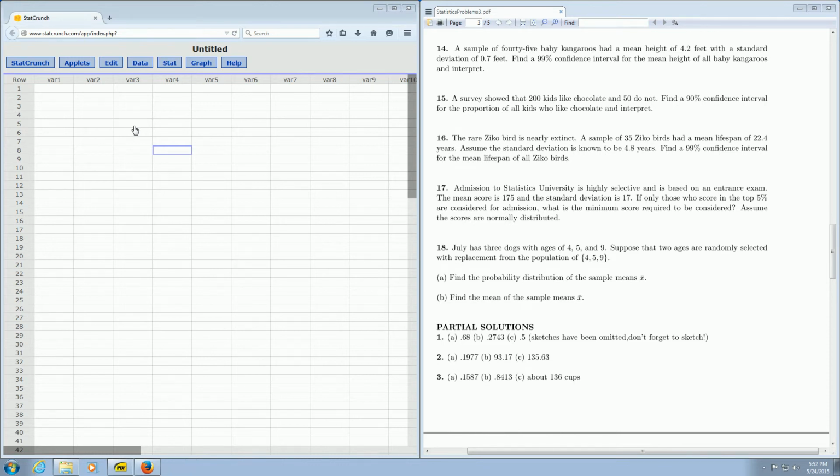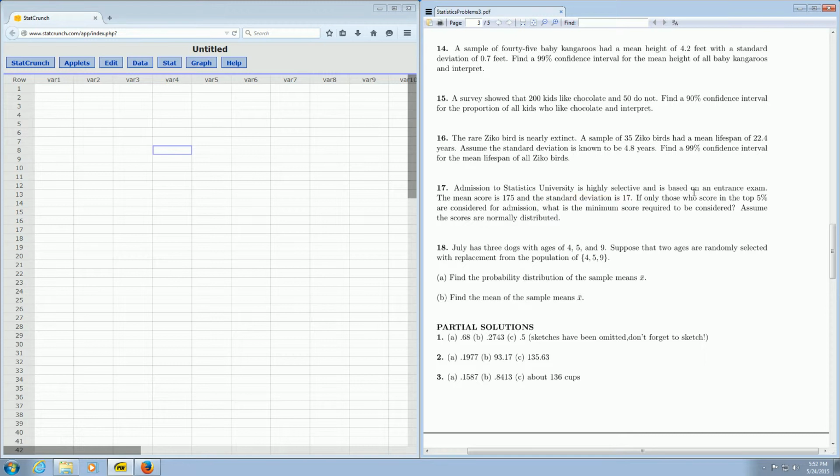In this video, we're going to find a cutoff value using StatCrunch. Let's focus on problem number 17. It says admission to Statistics University is highly selective and is based on an entrance exam. The mean score is 175. That's probably useful. And the standard deviation is 17. Again, we're probably going to need that at some point.